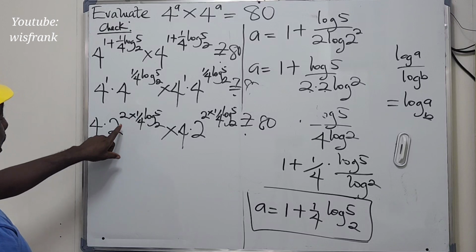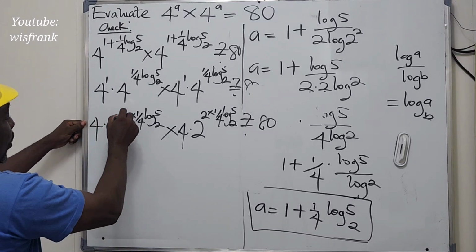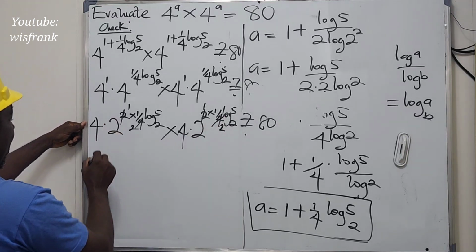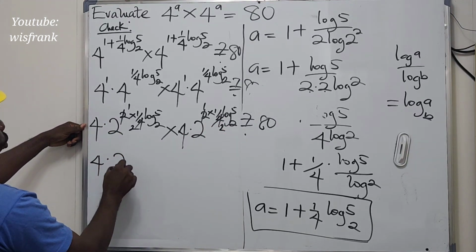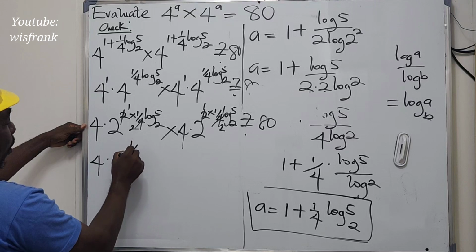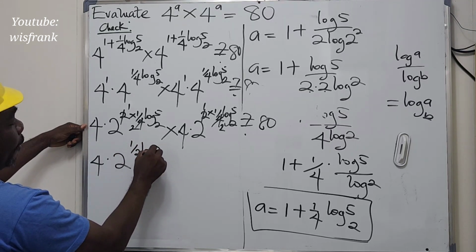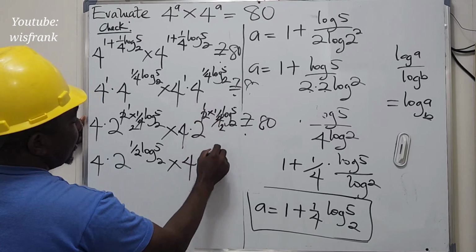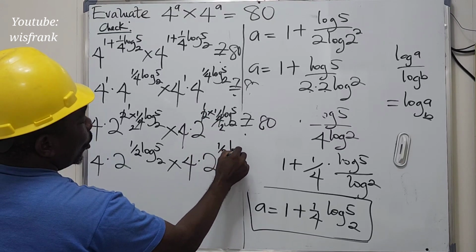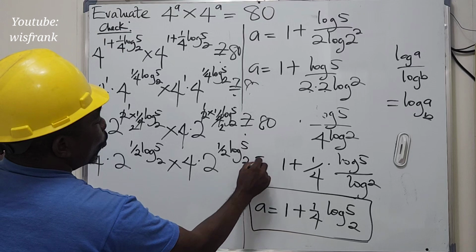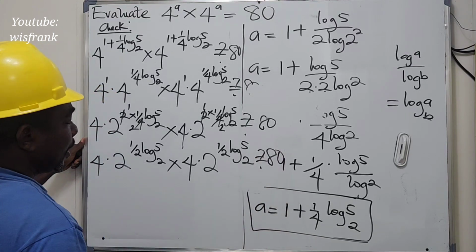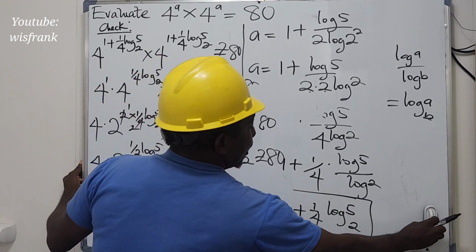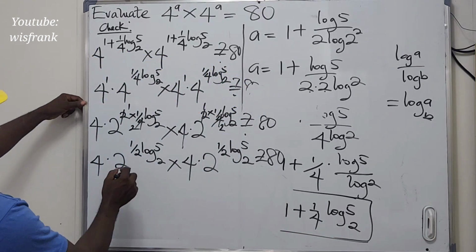So here, this 2 can cancel here and 2 can cancel here. So we are now left with 4 times 2 to the power of 1 all over 2 log 5 base 2, then we have times 4 times 2 to the power of 1 all over 2 log 5 base 2. Will this equal 80? So we still need to continue to see how the value of A will satisfy that.